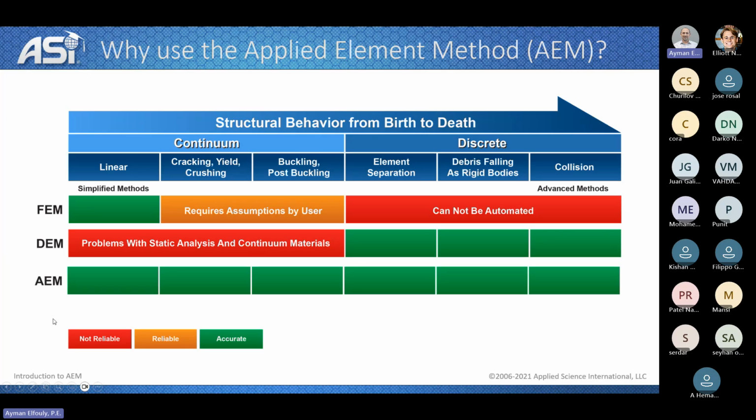That's why we came up with the applied element method. The applied element method covers the whole history of the structure, starting from the linear phase, going all the way through the phases that we have spoken about, up to the collapse and the collision, and all of these are automated. You don't have to put assumptions in your model, like the locations of the plastic hinges, or where we are going to remove elements.